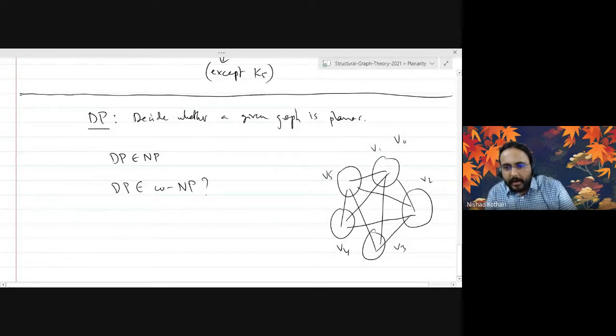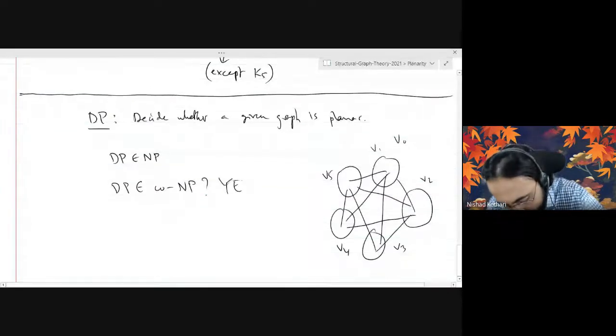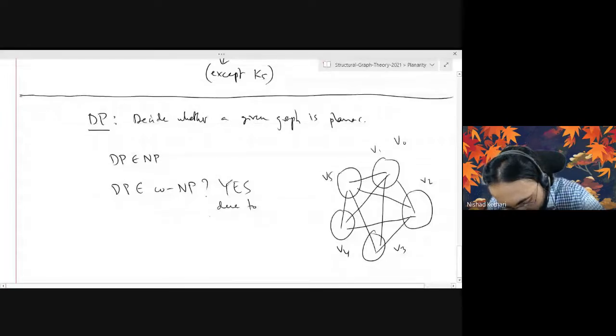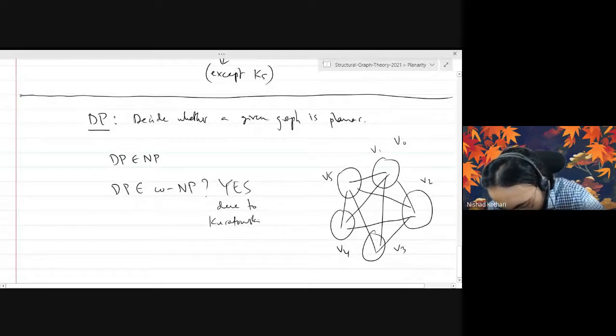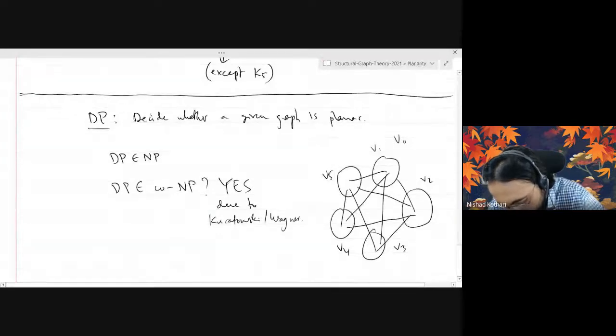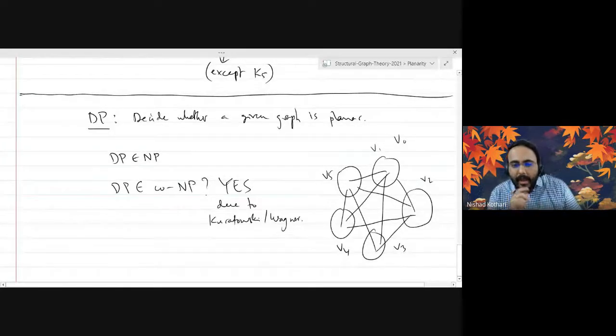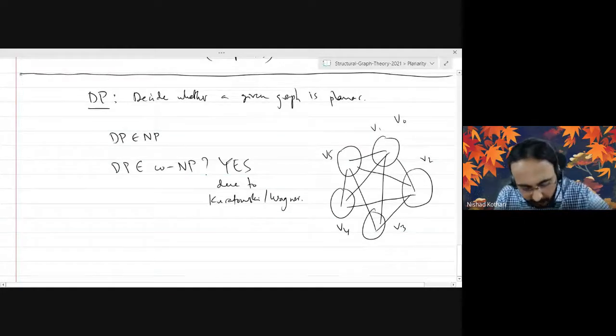For subdivisions it is even clearer. You just give them the subgraph and tell them that this is a subdivision of K5 or K33 in my graph G, and the person can check this in polynomial time quite easily. Given a graph, whether it is a subdivision of K5 or K33, this is easy to check. That you can think about. So the answer to this is yes, due to either Kuratowski or Wagner's theorem. And it turns out that the problem is also polynomial time solvable.